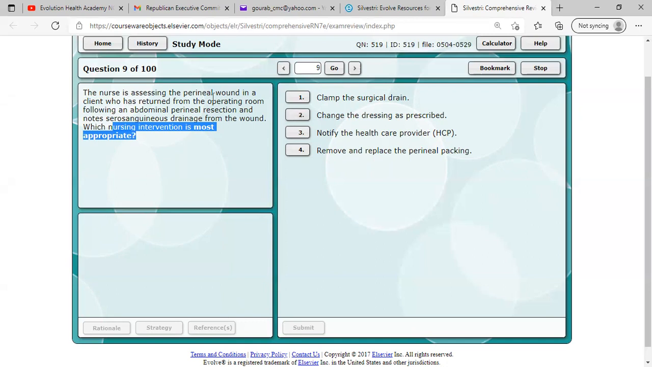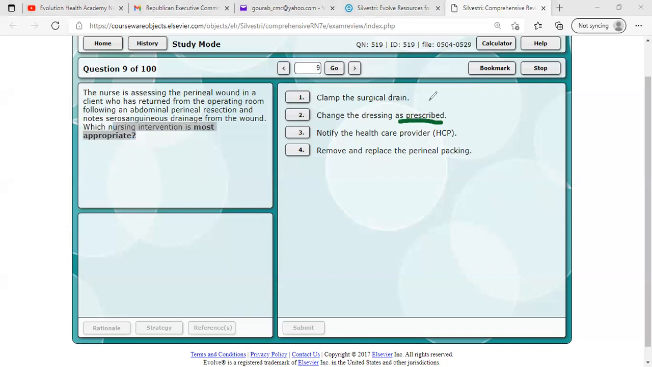The nurse is assessing a perineal wound in a client who has returned from the operating theater following abdominal perineal resection, which means the patient came after the surgery. Very important, right? So they said clamping the surgical drain. Definitely we do not do this because you allow the secretion to come out at the beginning. Next, change the dressing as prescribed. So there are two reasons here.